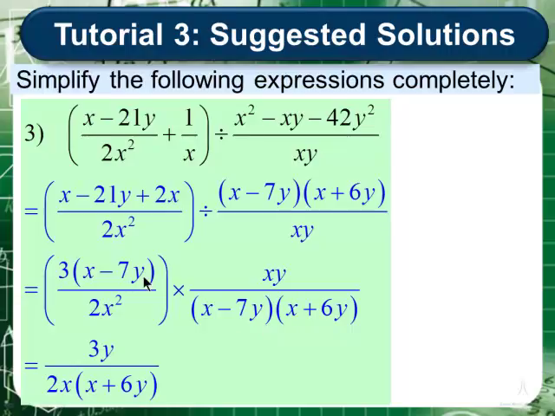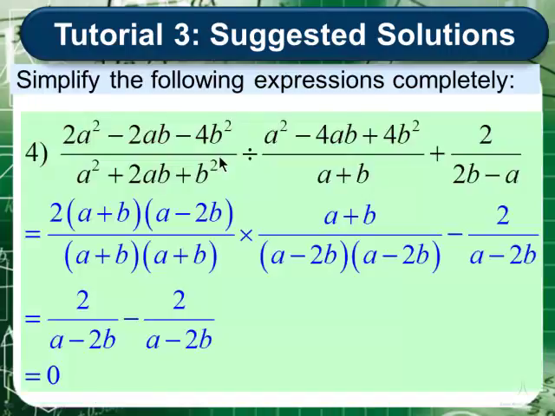You can see that we have common factors above and below the line, and we cancel all common factors in this case that can be cancelled, the x for example, and so on, and we have the final format of this particular expression as the algebraic fraction 3y divided by 2x multiplied by x plus 6y.